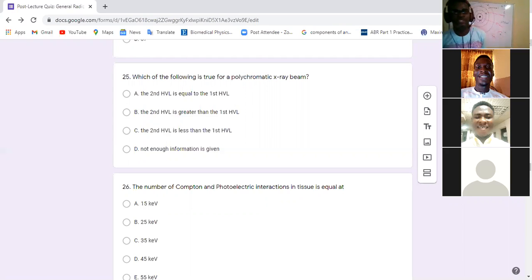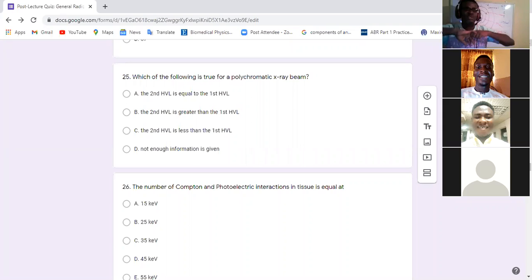No, not the intensity. The intensity has to do with the number of photons. This one is talking about the effective energy of the photons. The number of photons is the mA or the mAs, the charge: the number of charge and the time. mAs.